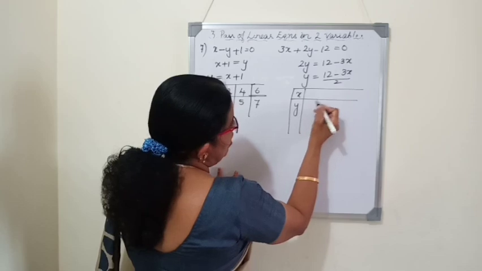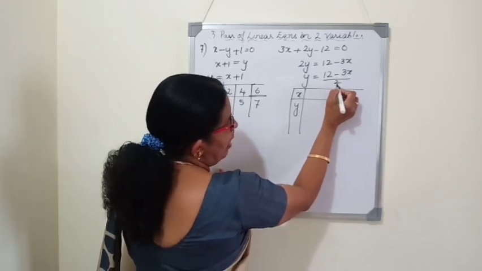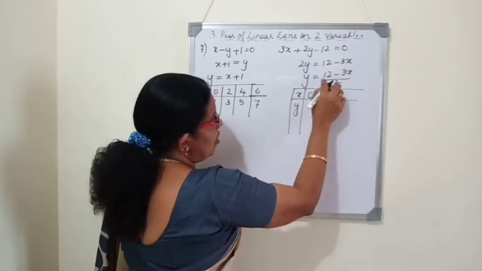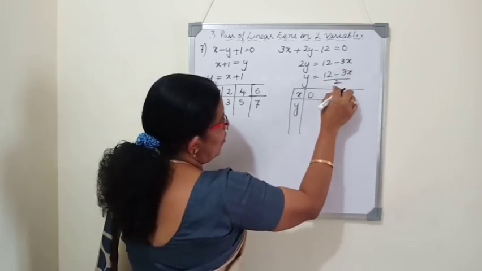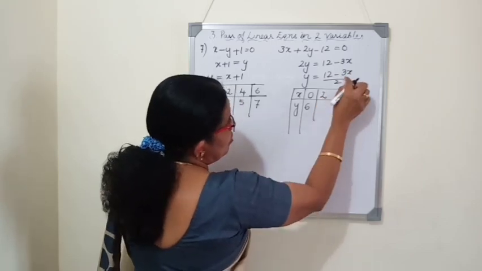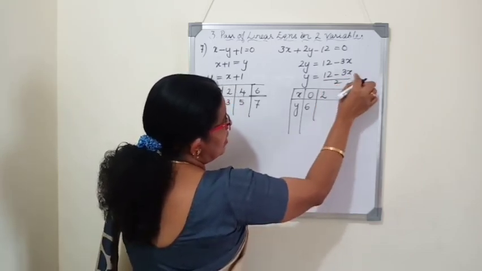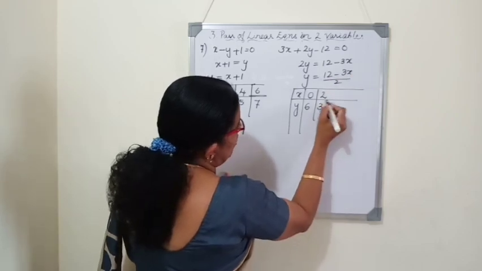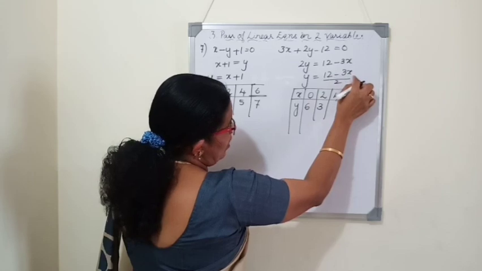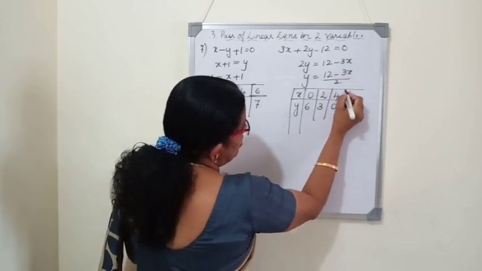So here, it should be divisible by 2. So if I give 0, 3 into 0, 0. 12 minus 0, 12. 12 by 2, we will get 6. If we give 2, 3 2s are 6. 12 minus 6, 6. 6 by 2, 3. 4 if we give, 4 3s are 12. 12 minus 12, 0. 0 by any number is 0.